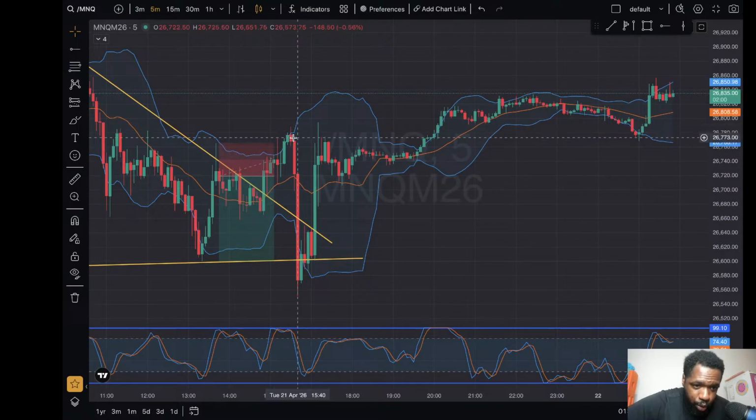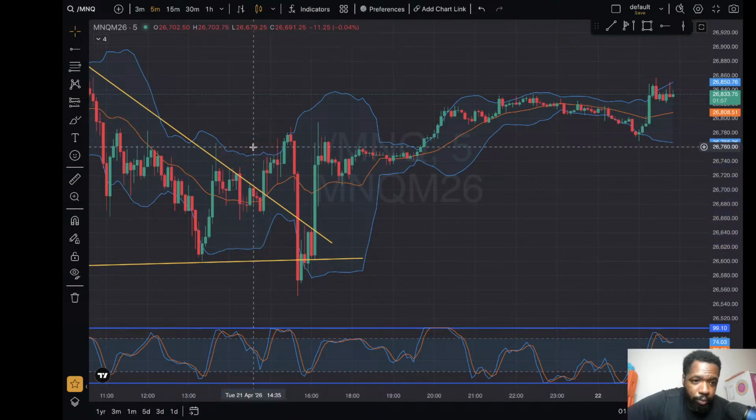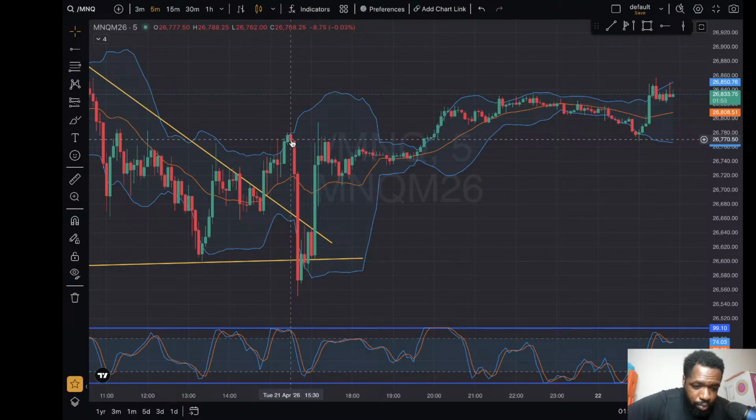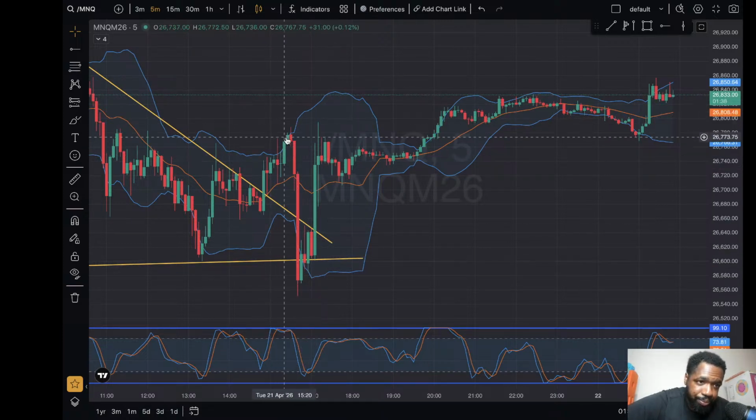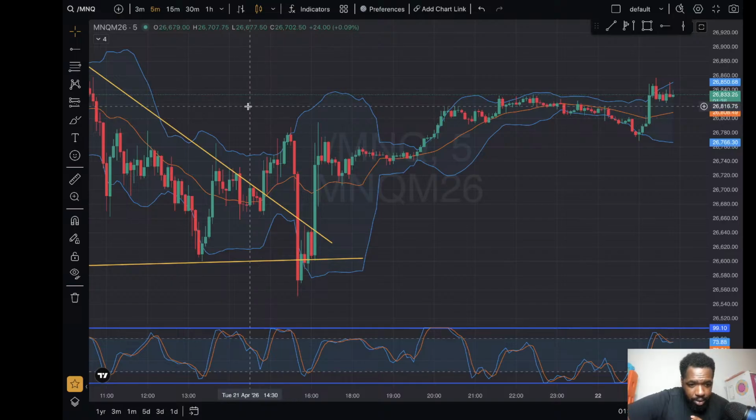it gave you this beautiful setup here at 3:30 Eastern time. Gave you this beautiful setup for sales back into this area right here. And it swept those lows and then went back up. So that's how the day went.